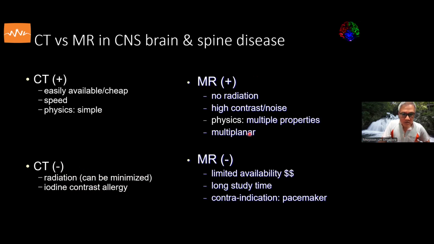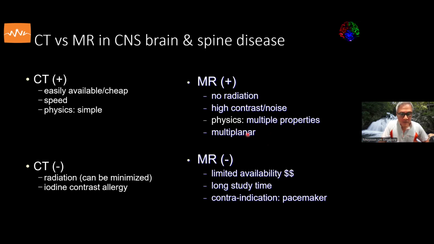The advantages of MRI include that there is no ionizing radiation, therefore they are suitable for pediatric and pregnant women. There is a very high contrast to noise ratio, and the multiple properties of edema, flow, diffusion, perfusion, and angiography can be interrogated using a variety of pulse sequences which are generated by the radiographers and technologists.